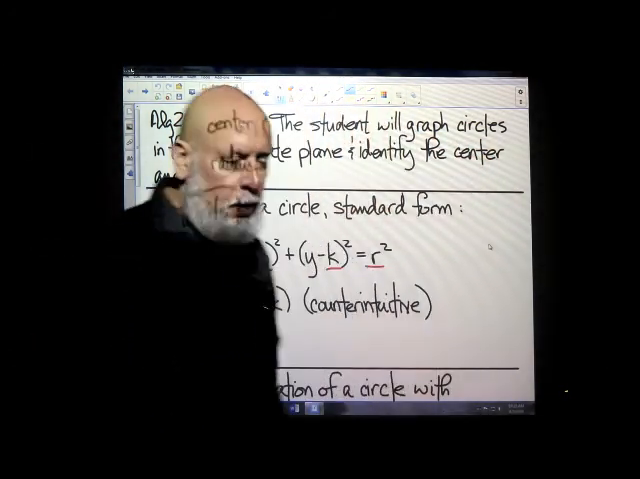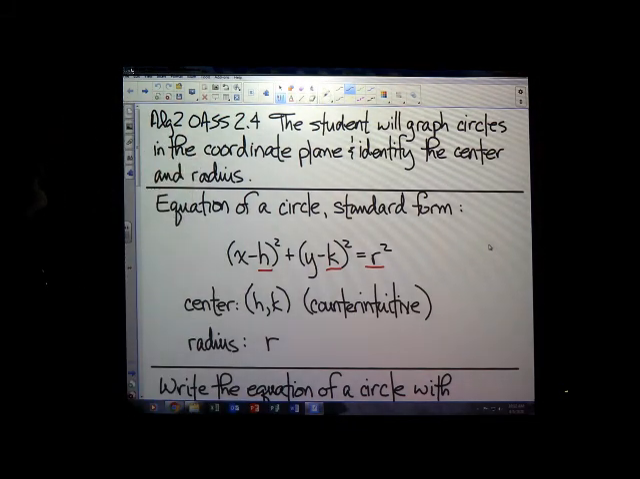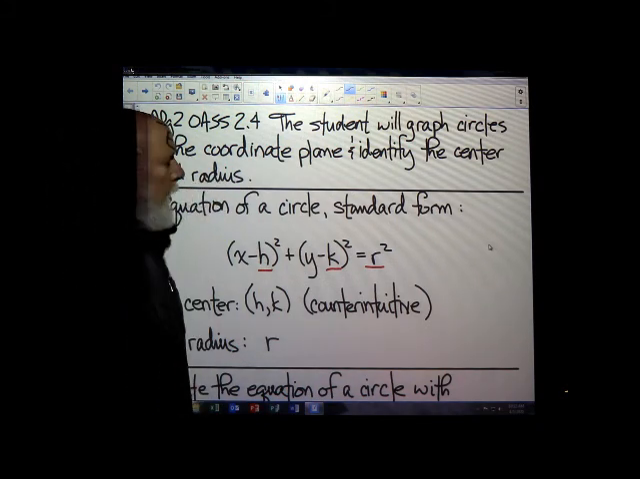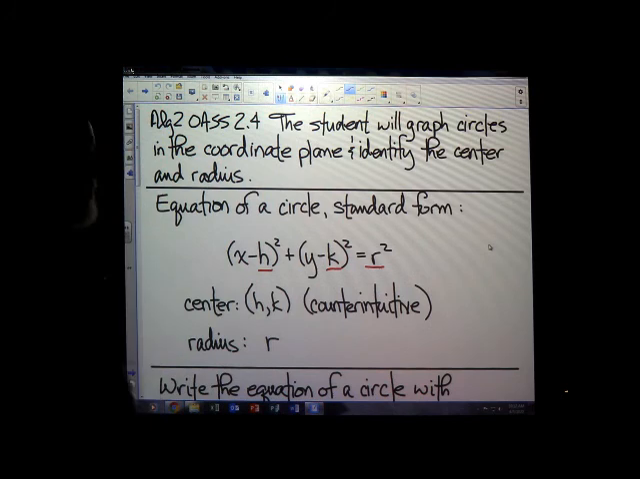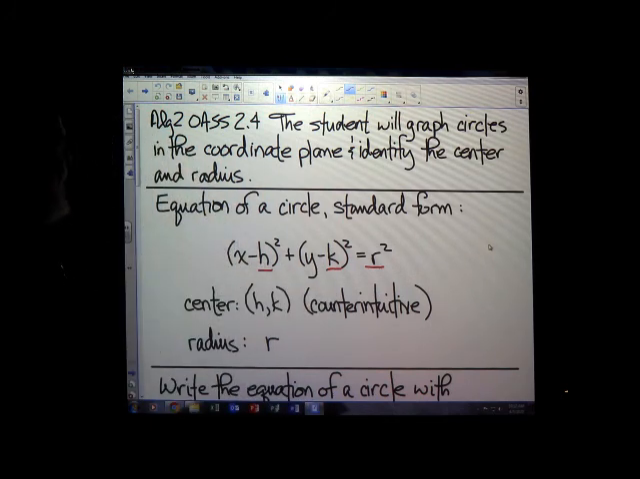Welcome to Algebra 2 Online. We're graphing circles in the coordinate plane, and we're going to identify the radius and the center. And I'll be going in and out of the frame. I just hope you guys can see this.